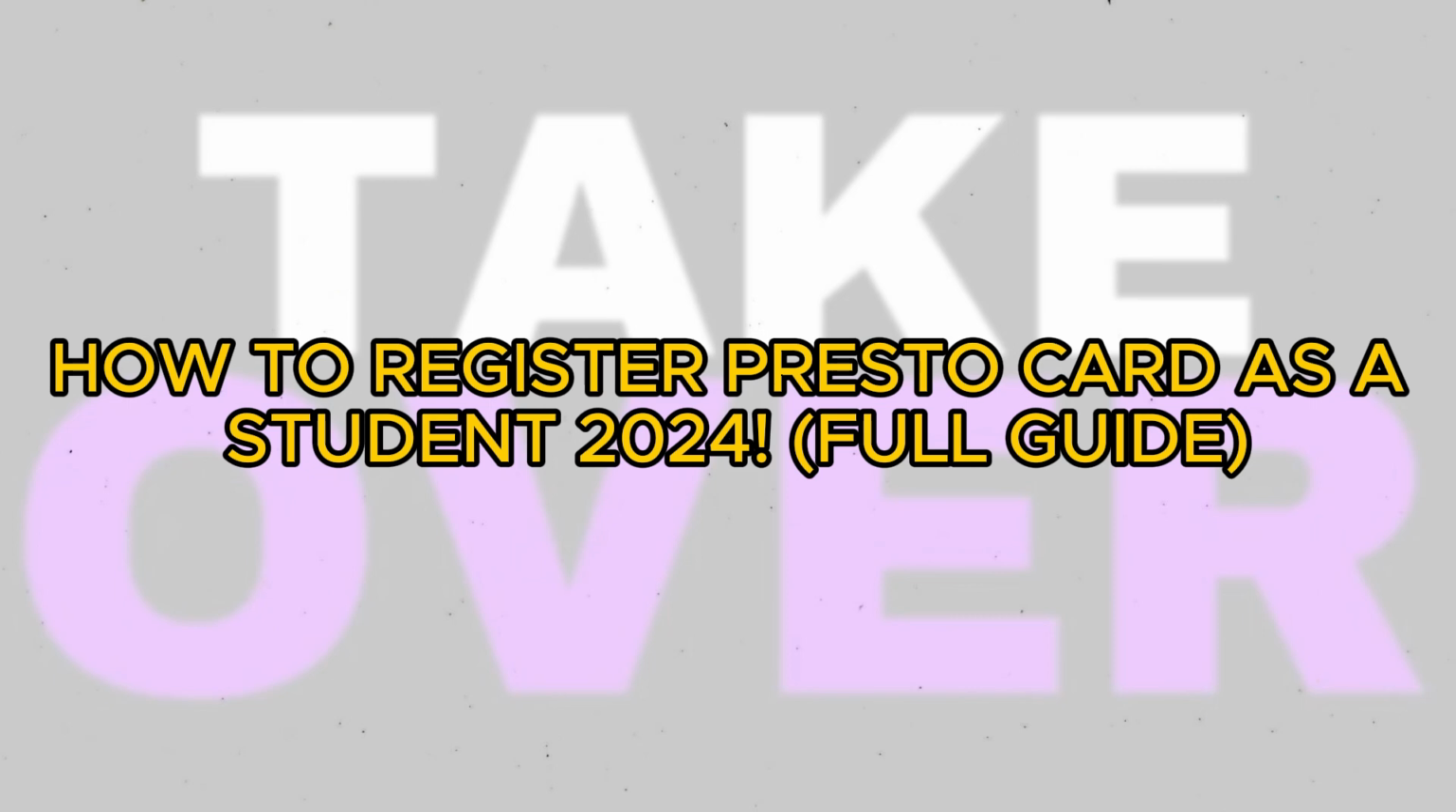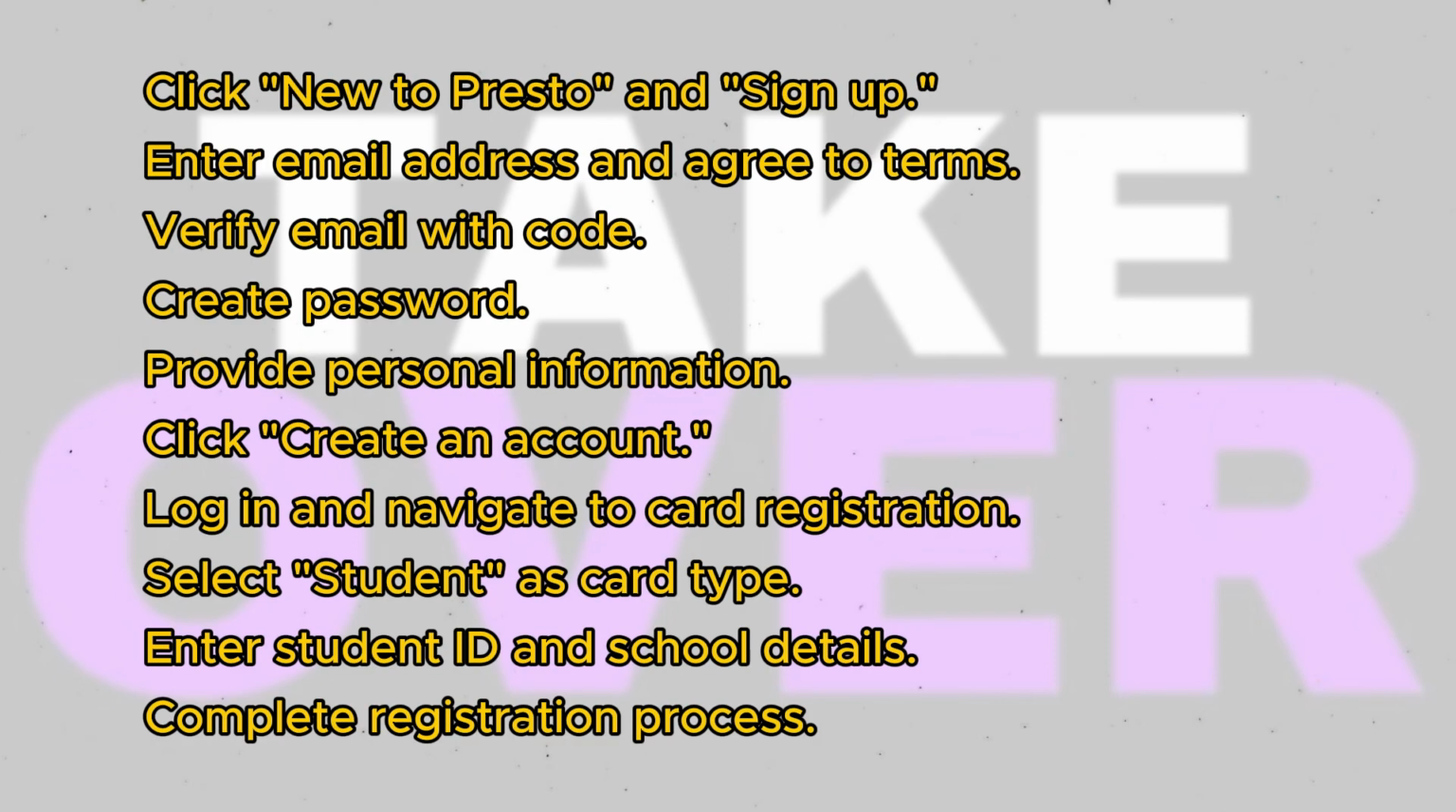Registering your Presto card as a student is a simple process, and I'll guide you through each step in this tutorial. Firstly, if you haven't already, you need to create a Presto account. Click on New to Presto and then sign up at the top right corner of the page. Enter your email address, agree to the terms and conditions, and click on Next. You'll receive a verification code via email, which you'll need to enter on the website.